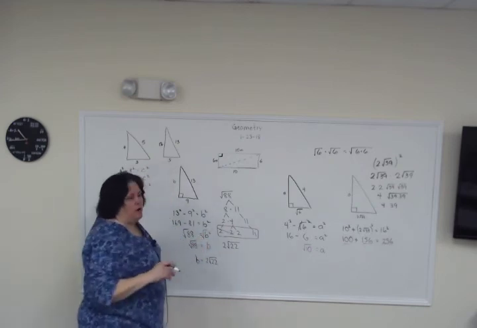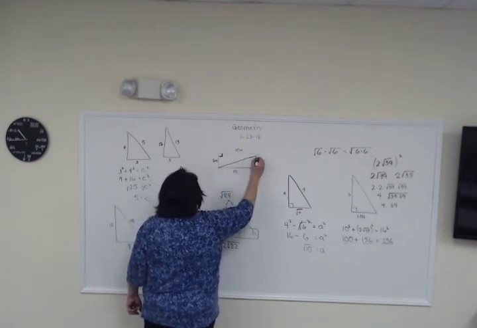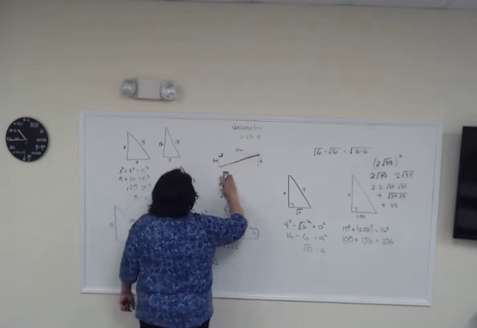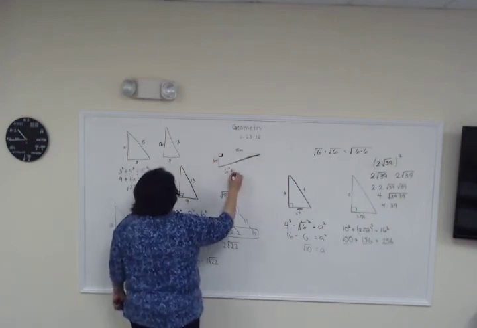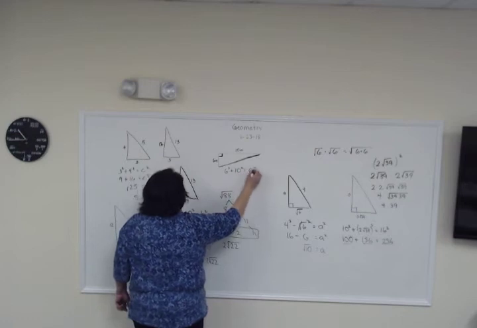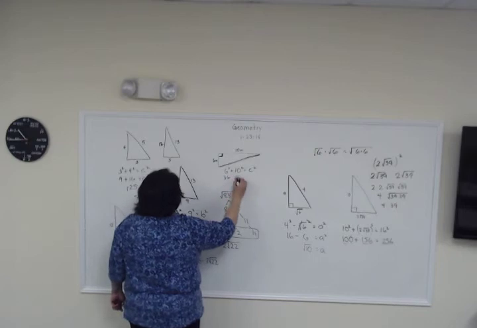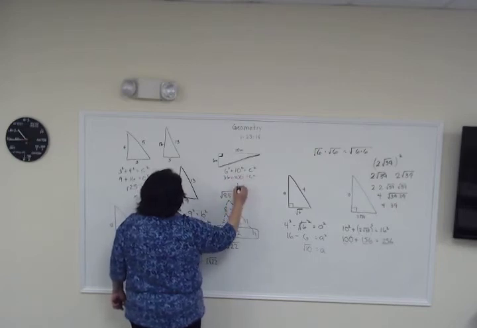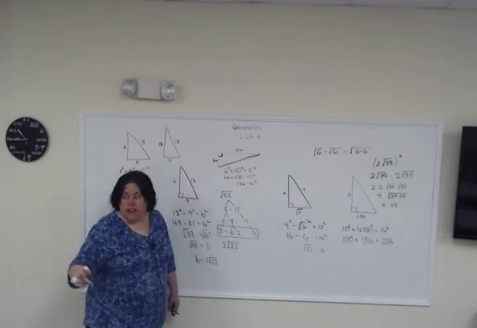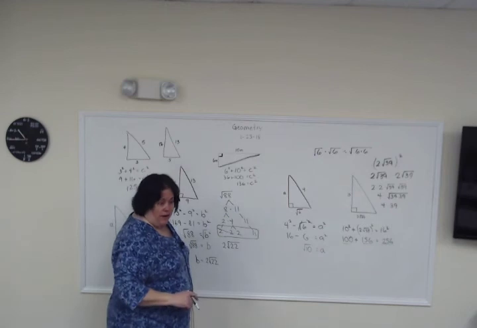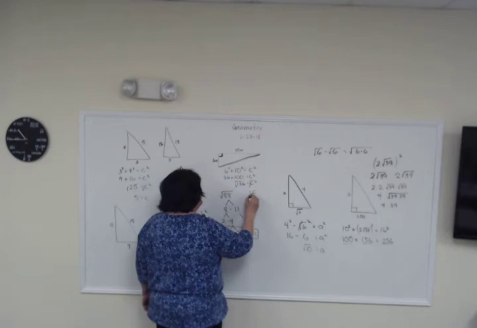Okay? So what measure should he get for his diagonal? Well, you're going to pretend like it's a right triangle. You have the two legs, 6 squared plus 10 squared equals c squared. The diagonal is the hypotenuse. 36 plus 100 equals c squared. 136 equals c squared. Now, they're asking for a decimal number here. Very good. So you're going to take the square root of both sides.